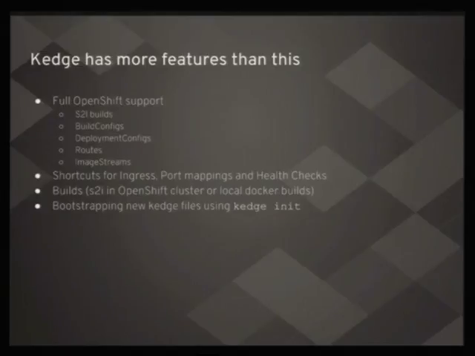As I mentioned, Catch can do builds. I can do S2I builds inside an OpenShift cluster, or just normal local Docker builds. And there is also the Catch init function that will help you bootstrap your file. So you give it the name of your application, image, and ports, and it will generate the basic structure for you.